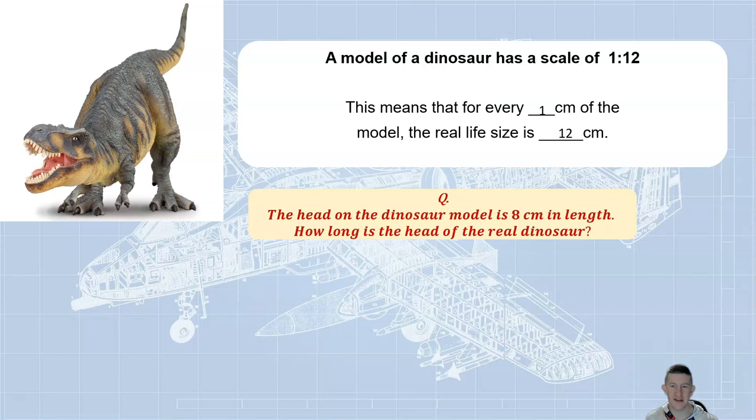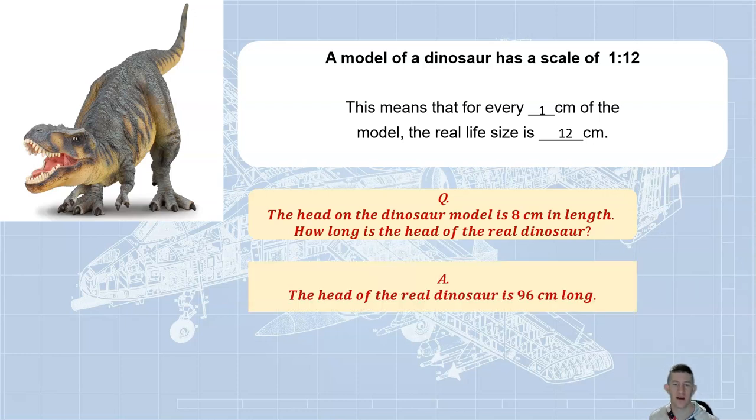Next question. The head on the dinosaur is 8 centimeters long. How long is the head of the real dinosaur? So have a quick think. The answer is 96 centimeters. So again, if it's 8 centimeters drawn, then we multiply it by 12 to get the real length. We get 96 centimeters. So it's a pretty big head, a 1 meter head.